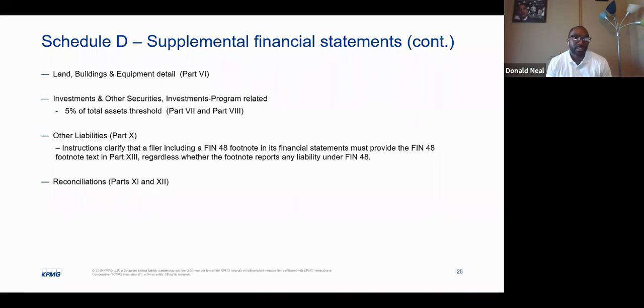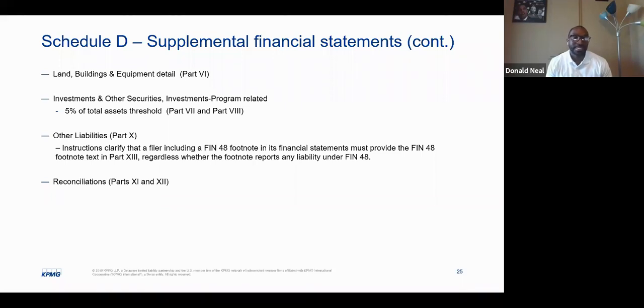Other liabilities, which is again Part 10, you have to clarify in regards to FIN 48. And what FIN 48 is, it's a tax provision in regards to your audited financial statements. So if you are getting audited financial statements in regards to Statement of Financial Accounting Standards, there is a tax provision that your tax team would have to complete in regards to FIN 48. And there's a footnote that typically is in an audit that has to get carried over to this section of the Form 990 or Schedule D of the return.